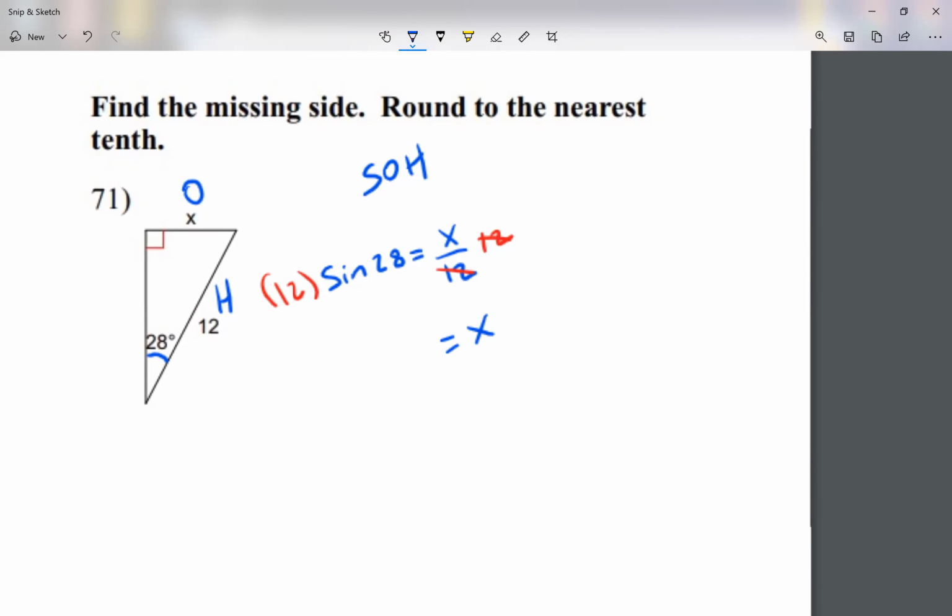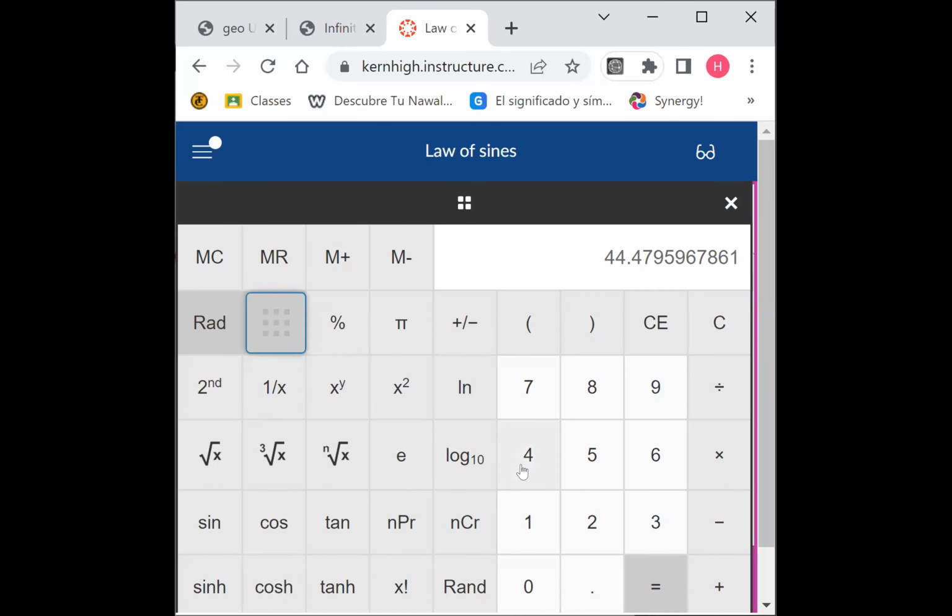All right, let me get a calculator for that. Make sure you have degrees. Every time I open my calculator, it opens on radians. So make sure you're seeing degrees. You have to have it on degrees. So I'm just gonna go 12 times sine of 28. So make sure I have what I need. It's 5.63. And remember, I had to round to 1 decimal place, so 5.6.